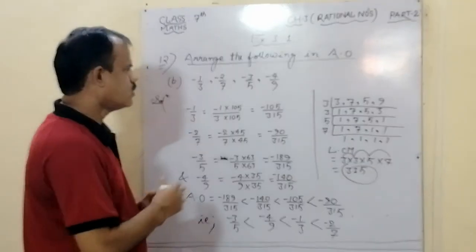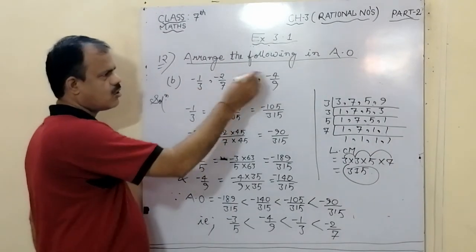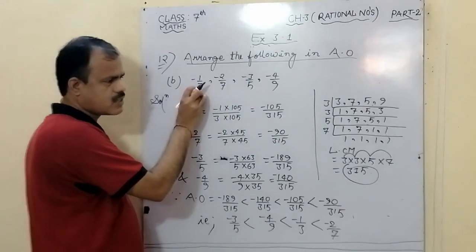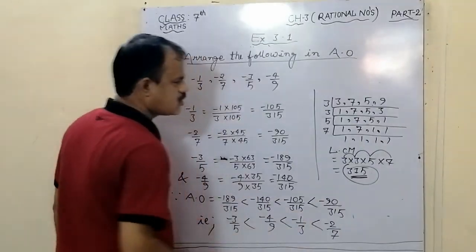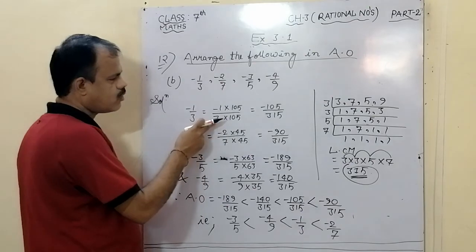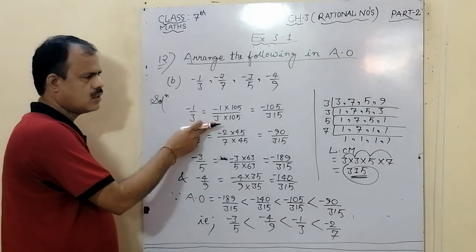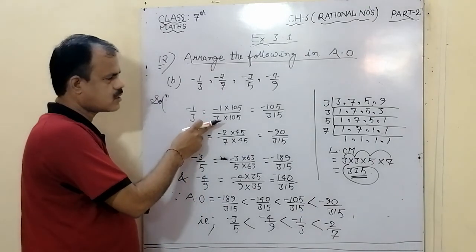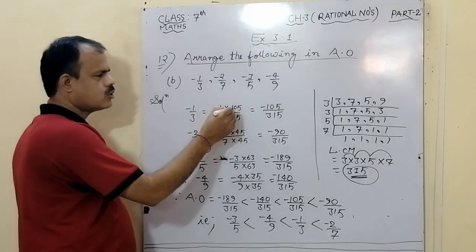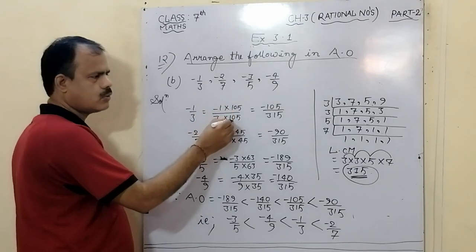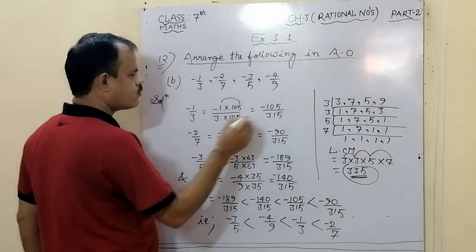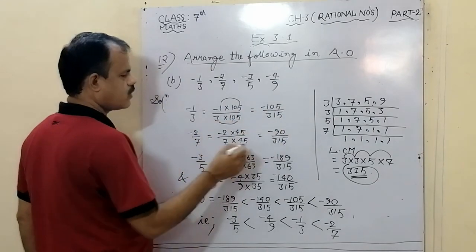Now, as you see here, all these fractions are unlike fractions. So first we change them into like fractions with denominator 315. So look here, minus 1 by 3. By what number do you multiply 3 so that the product is 315? Yes, 105. So we multiply 105 to both numerator and denominator. So when we multiply, it becomes minus 105 upon 315.